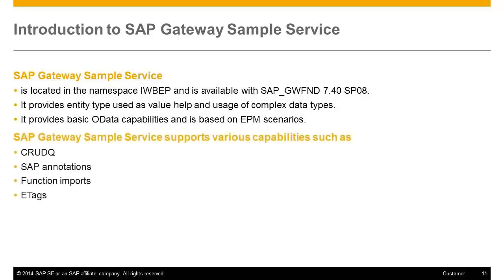The SAP Gateway Sample Service supports create, read, update, delete, system query operations, and other OData operations such as batch, deep insert, and many more. SAP annotations, function import, and e-tag capabilities are also supported by the sample service.